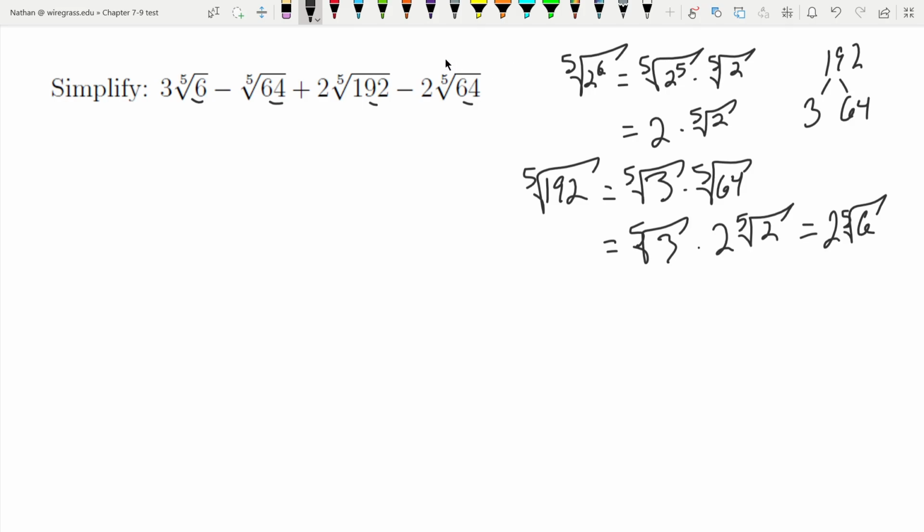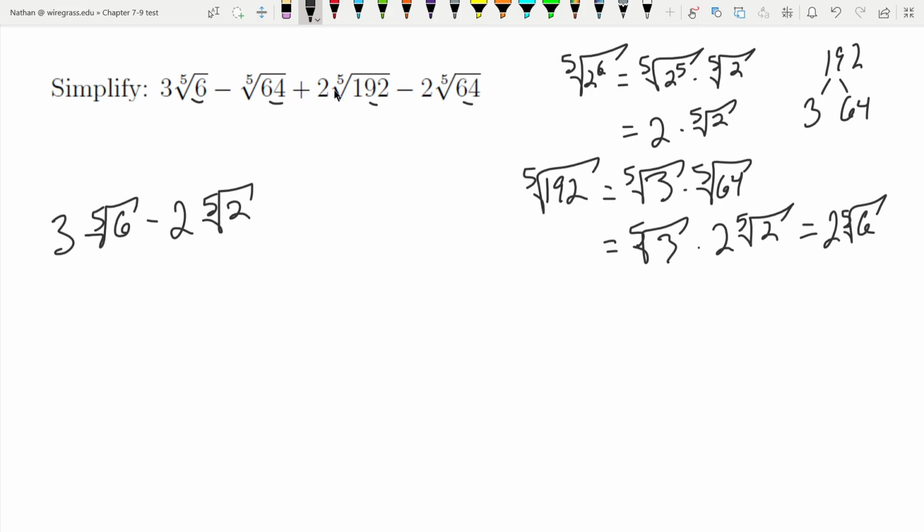Okay, now 64, once again, we've already calculated that. It's going to be 2 fifth root of 2 there. So this one hasn't changed at all. That's still 3 times the fifth root of 6. The fifth root of 64 is 2 times the fifth root of 2. And right here, we can see that these are not like terms. They have the same power on the radical, but they have different radicands, 6 and 2.